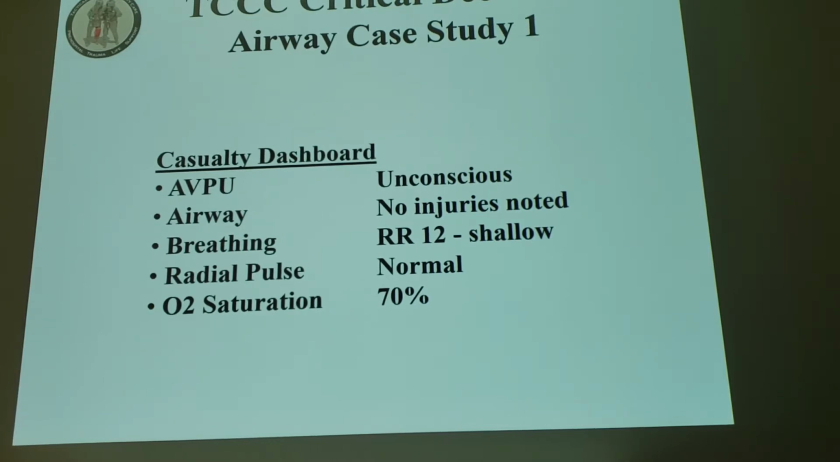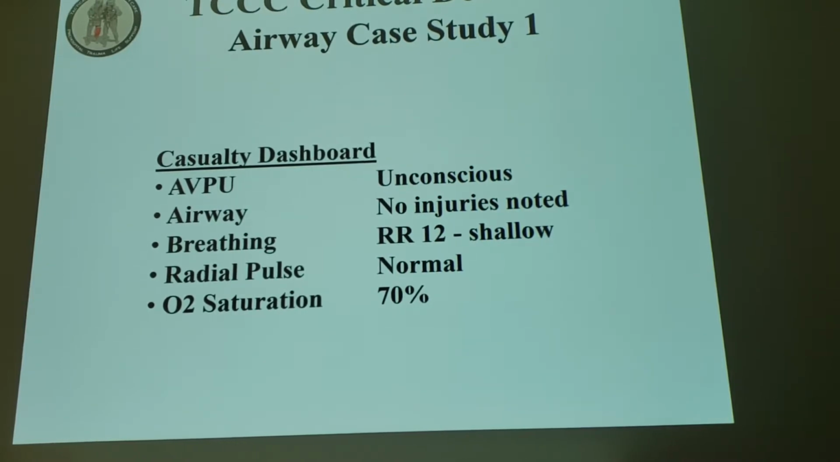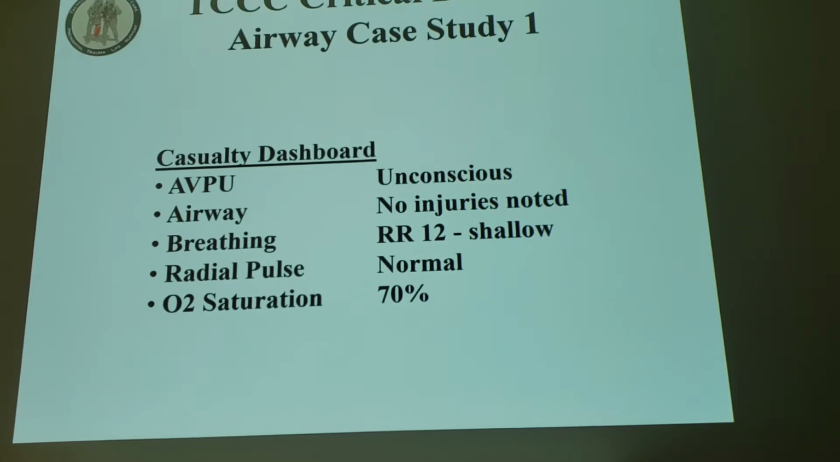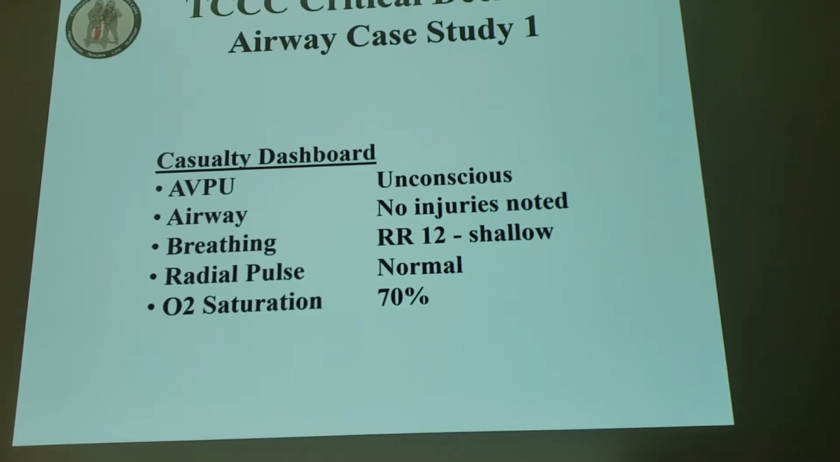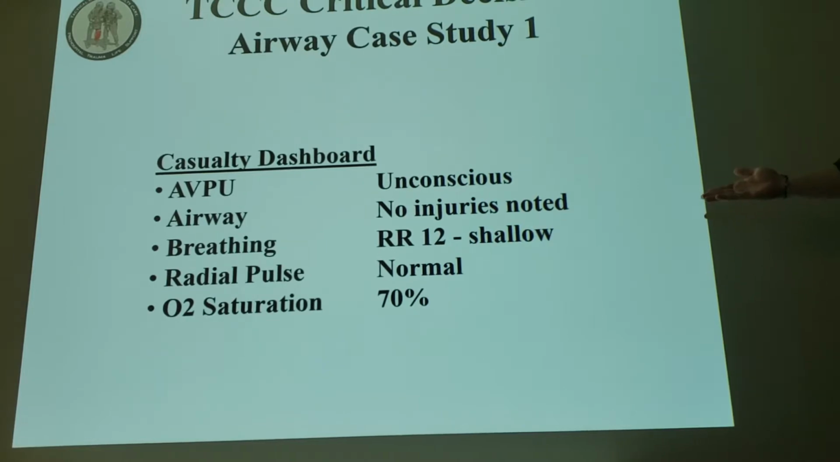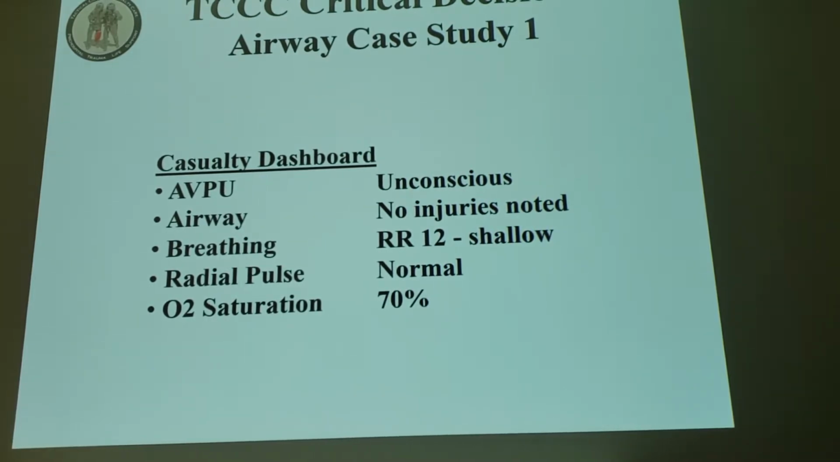APU: she's unconscious. Airway, no injuries noted. Breathing, respiratory rate is 12, but shallow. Shallow is a key thing there. Radial pulse is normal. O2 sats, oh, that is not good. 70%. So based on what we know: explosion, her head hit hard enough to dent her Kevlar, obvious bruising to the side of her skull, low O2 saturation, she's unconscious, and her breathing is shallow. What can we deduce from all of this?